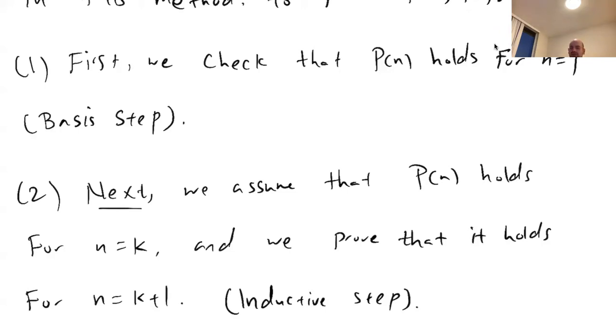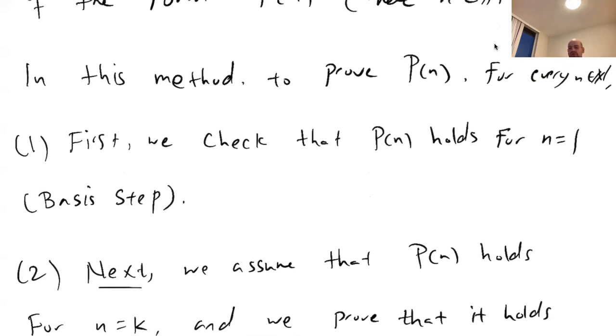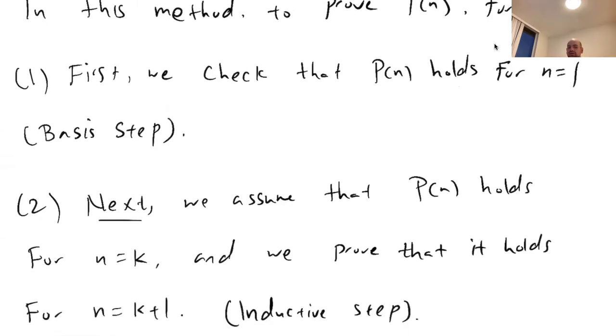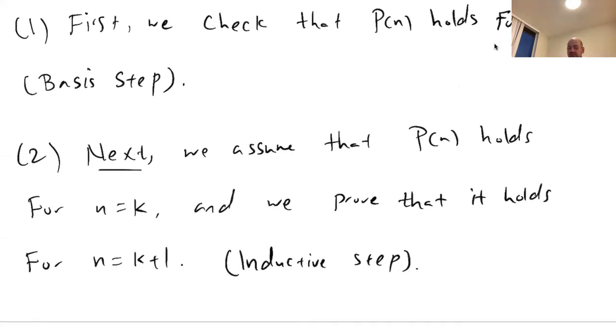Let's see why. So first of all, we check that P of n holds for n equals 1, so we just check it separately. But we want to show that P of n holds for every natural number n. So far, we just checked that it holds for n equals 1. What about n equals 2? Now, once we prove the second step, which is called the inductive step, which says that if P of n holds for n equals k, then it will hold for n equals k plus 1.